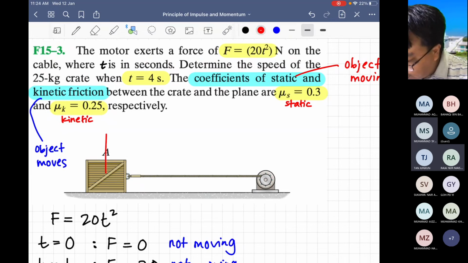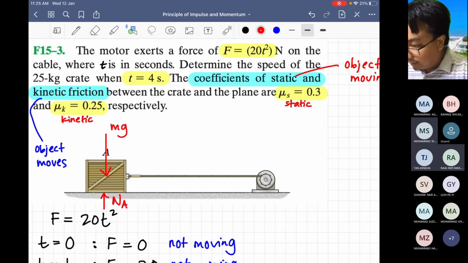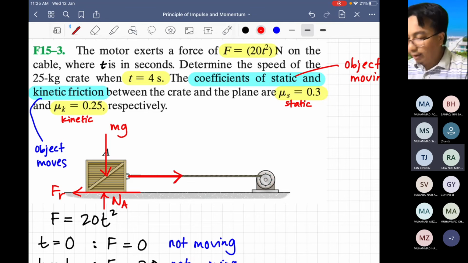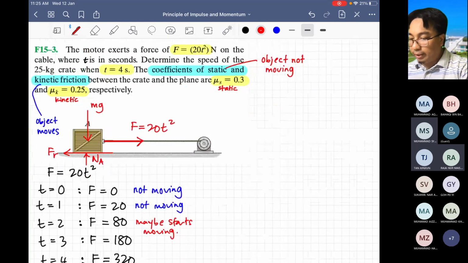So mula-mula kita draw the weight. Ini ada mg. Lepas itu ada contact with the ground, so akan ada N, normal force. And then kita tahu ada friction. So dia bergerak ke kanan, mesti friction tu melawan pergerakan dia ke kiri. And then kita tahu ada force yang menarik kotak ini, force daripada motor. So this is F equals to 20 T square. So this is our free body diagram.